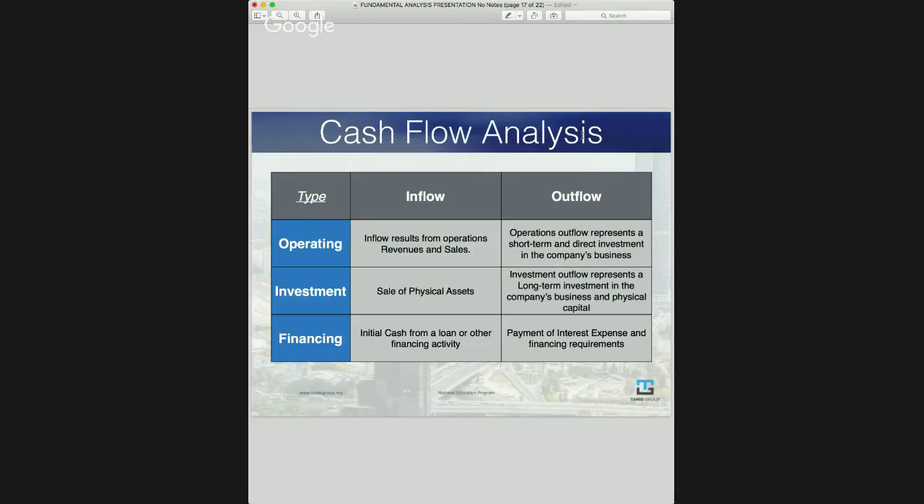A financing inflow is initial cash or loan from other financing activity. And a financing outflow would be the payment of interest expense or other financial requirements. So the inflow would be like getting that initial $2 million from the bank when you take out a loan, and the outflow would be paying that money back over the course of the lifetime.